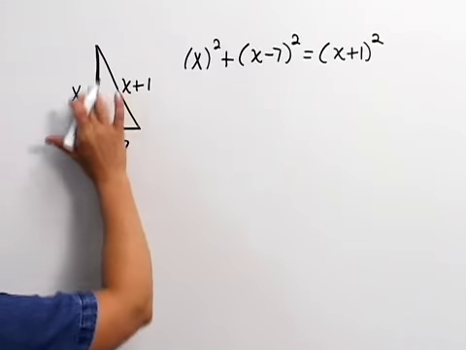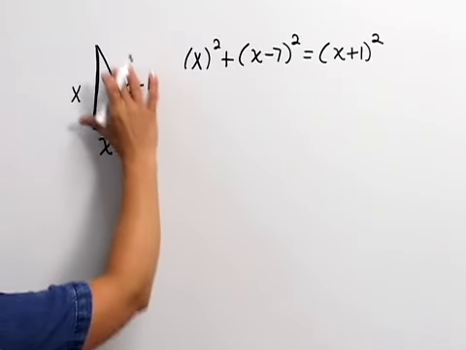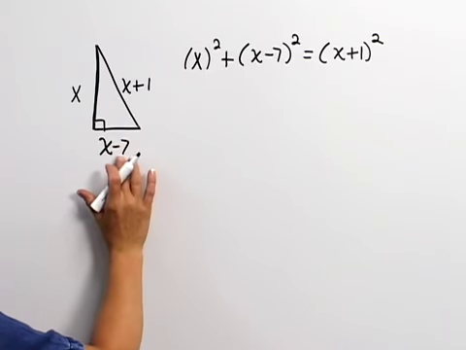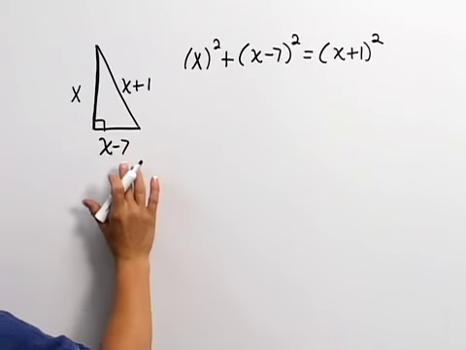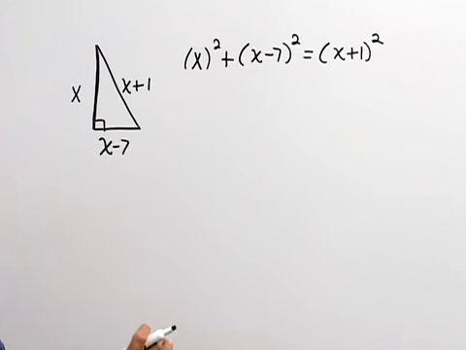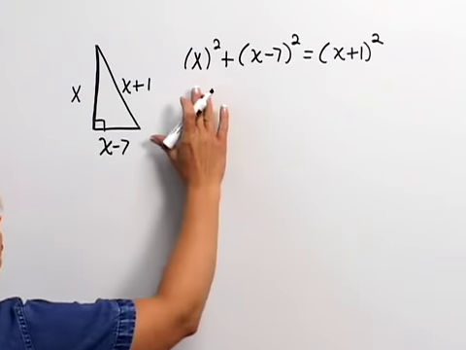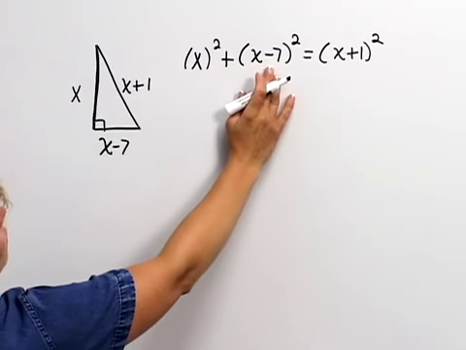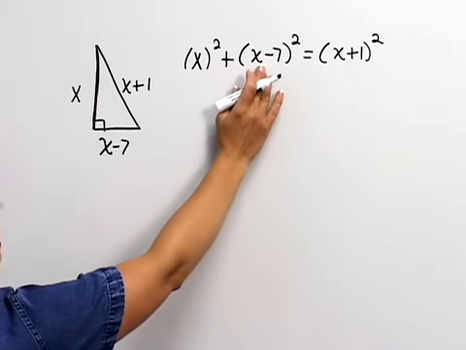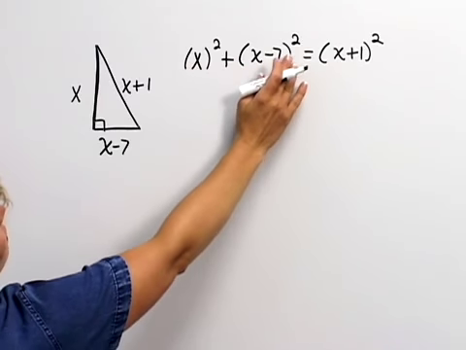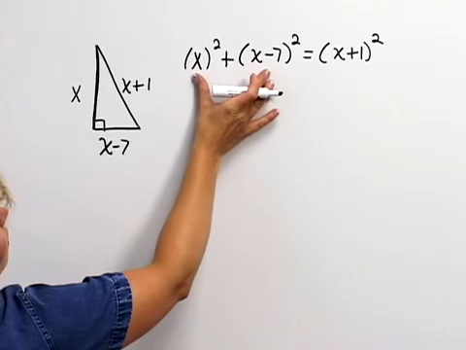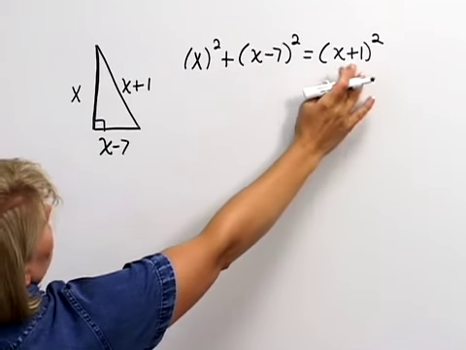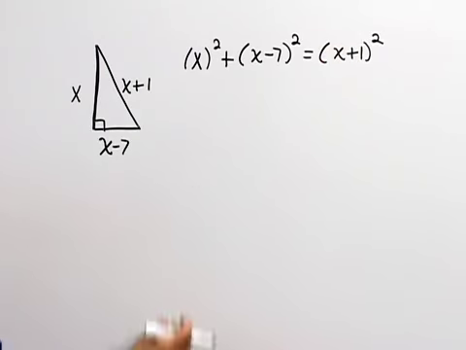For this particular problem, our longer leg will be x. Our hypotenuse is 1 longer, which is x plus 1. Our shorter leg is 7 shorter, which is x minus 7. That gives us an equation using the Pythagorean theorem, where if we square both of the legs, x squared plus (x minus 7) squared, the sum of the squares of the legs is going to equal the square of the hypotenuse, which is (x plus 1) squared.